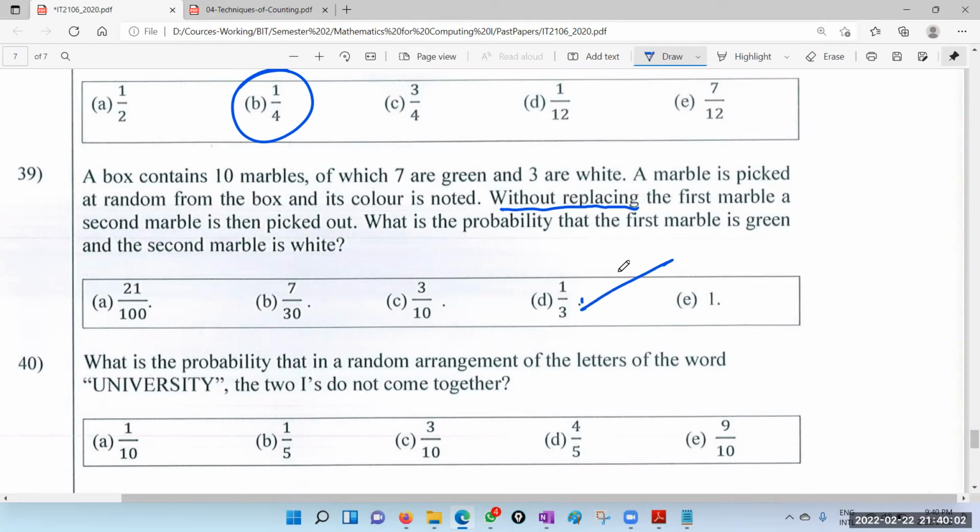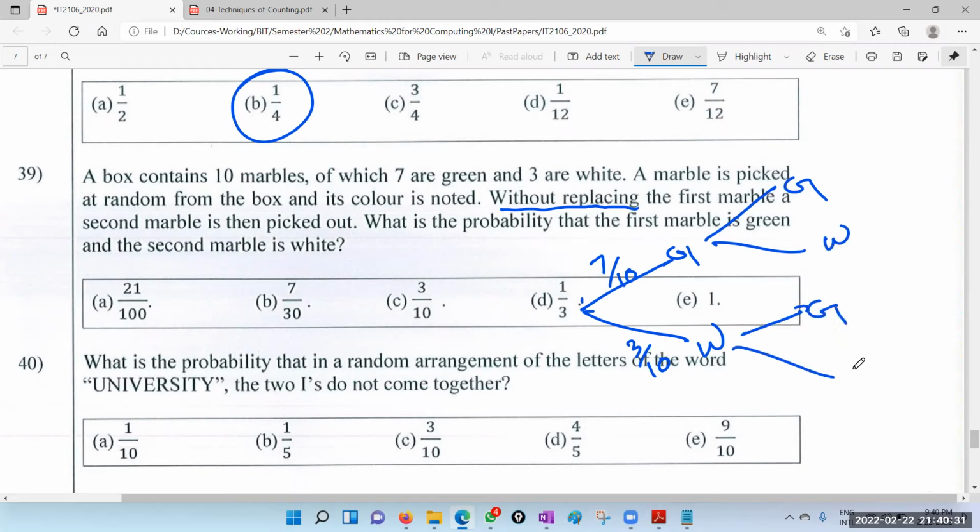Say green, white. 7 are green. 7 out of 10 getting green. 3 out of 10 getting white. Right. Then without replacing the first marble, the second marble is then picked out. So then the second marble is also picked out. Green, white, green, white. Only second times.